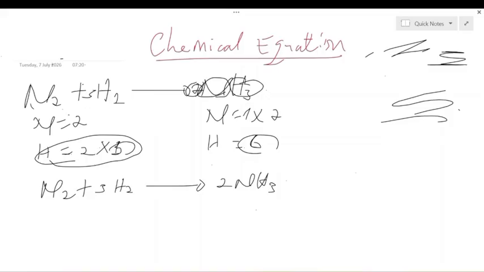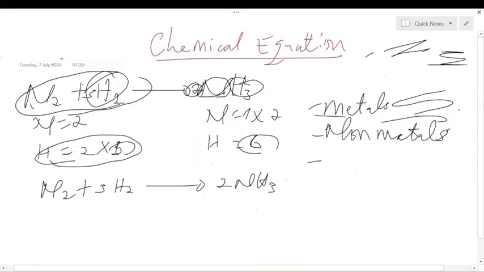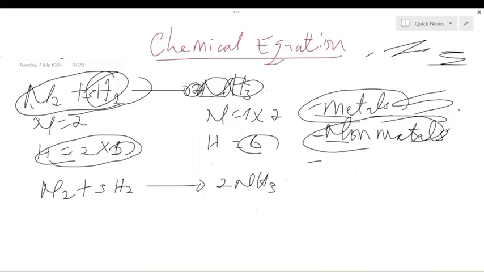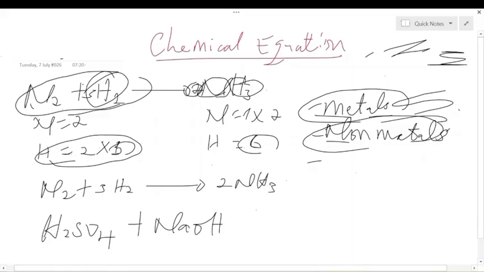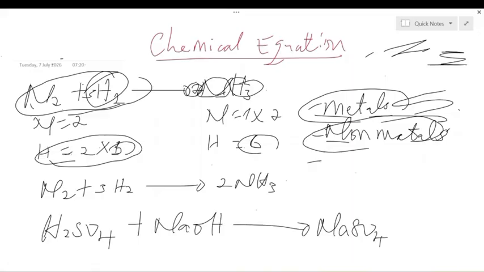You can see that this equation is made of only non-metals, hydrogen and nitrogen. Even though hydrogen sometimes gives out electrons to behave like a metal, it's a non-metal. If you have an equation that is made of metals, non-metals, and some other compounds, you have to follow some principles to be able to balance those equations. For example, if you have sulfuric acid plus sodium hydroxide to give us sodium sulfate plus water.